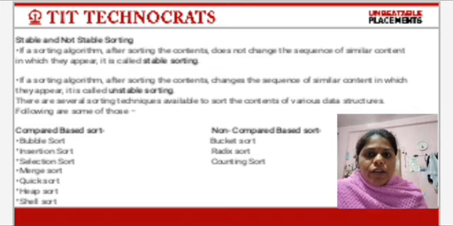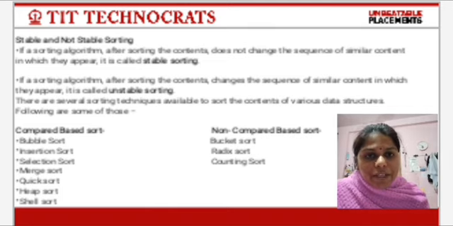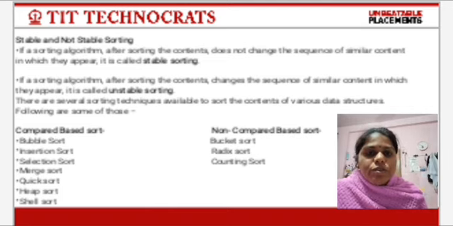Okay, heap sort has two types, min heap and max heap. Min heap gives ascending order and max heap gives descending order.